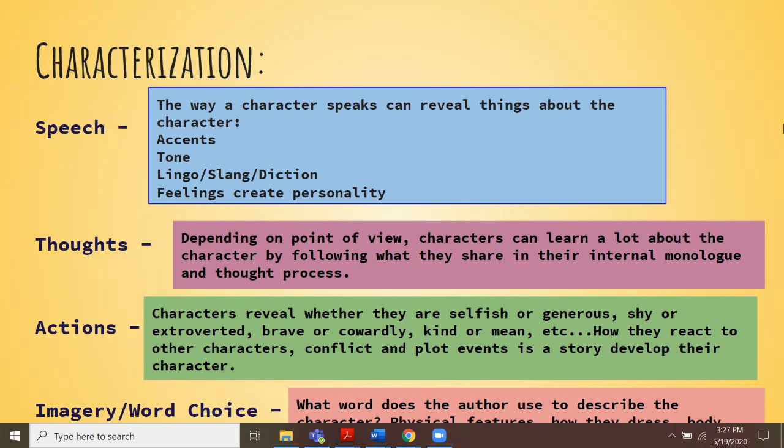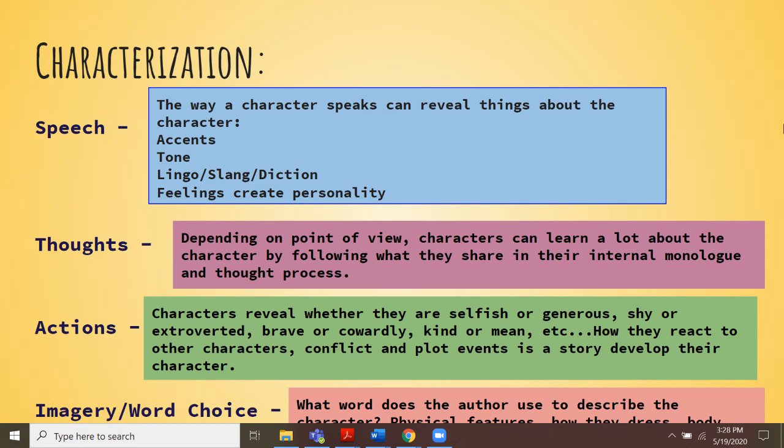But most of the time we can really get an insight, and we can get a glimpse of who they are based on what they're thinking and how they're thinking and processing. The third way is through their actions. This is, what do you see them doing? Characters can often reveal whether they're selfish or kind or generous, whether they're shy or outgoing. How are they? What is their personality depending on how they act?